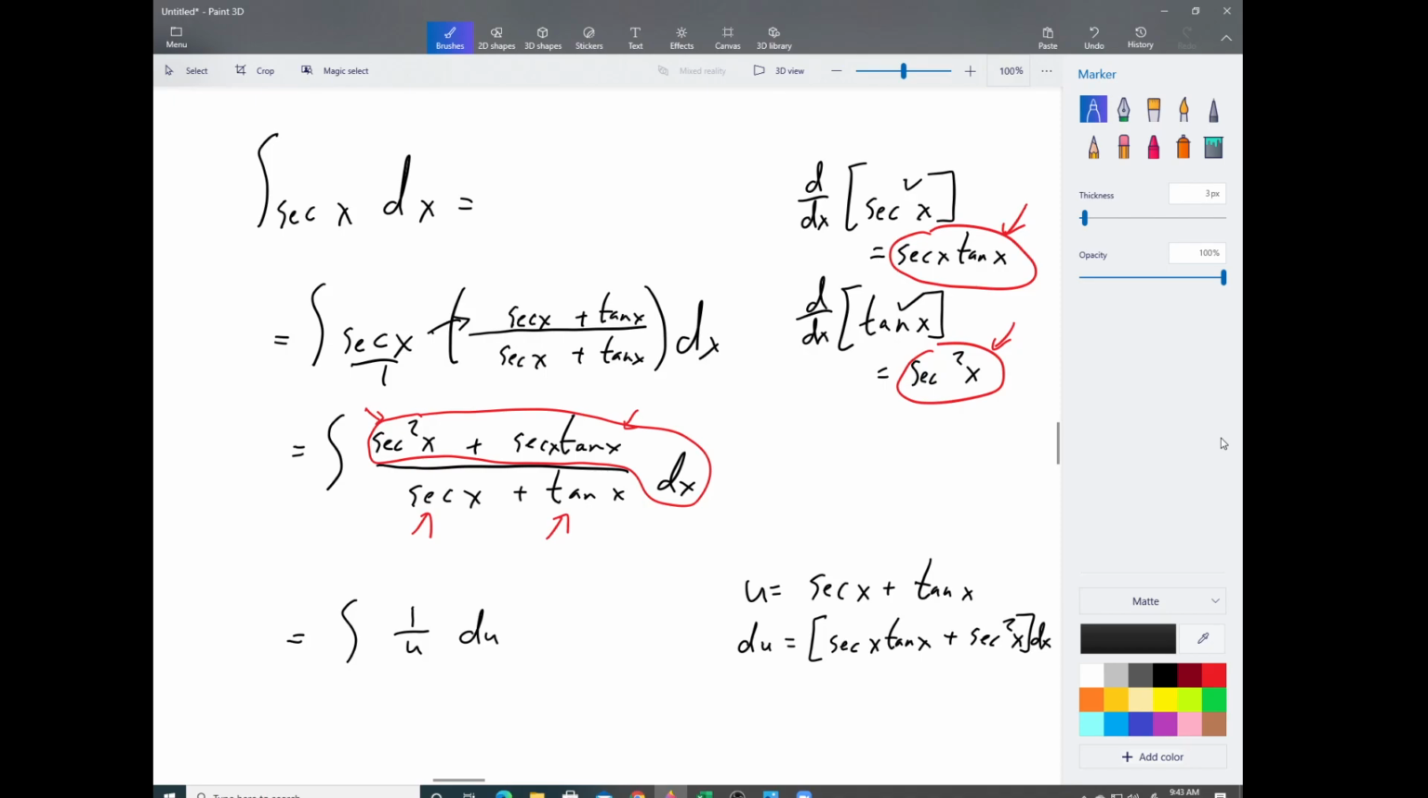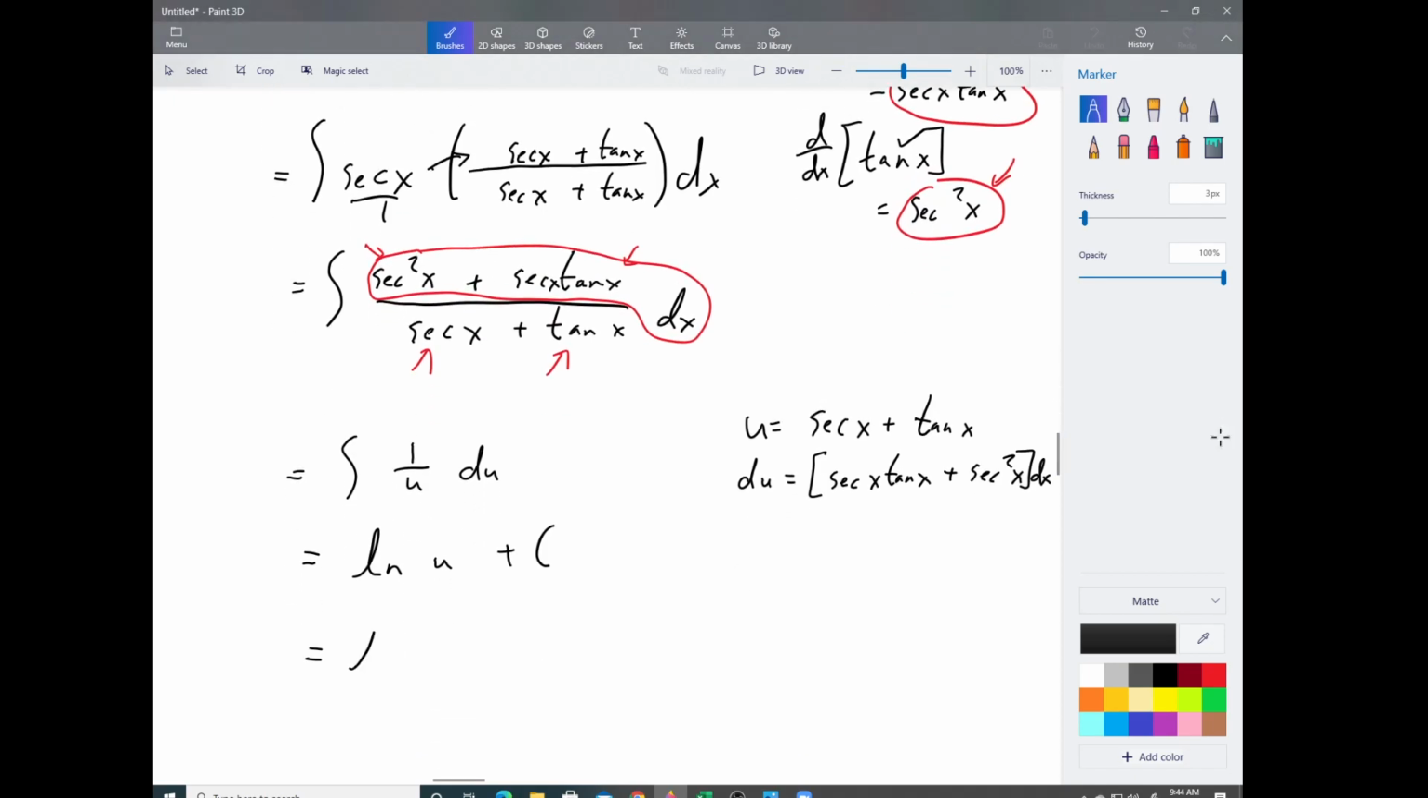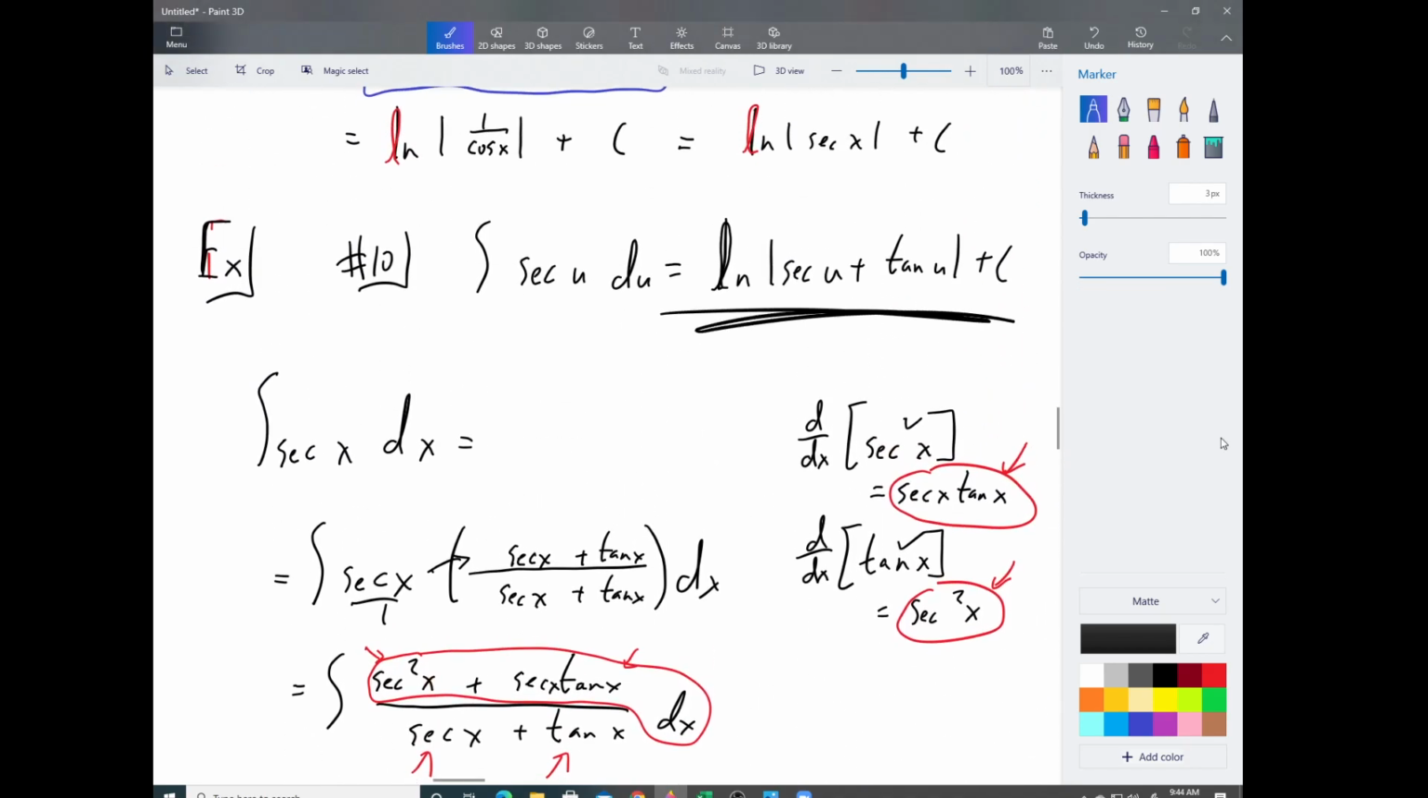And we keep seeing this 1 over u du over and over again. And the whole reason I'm going through so many of these is just to get you used to, oh look, we got a 1 over u again. What's that equal to? Hey, it's the same thing as last time. It's equal to the natural log of that u. Or in this case, the natural log of the absolute value of secant of x plus tangent of x, plus c. Which, just for a quick little scroll, is what the book told us it would be.